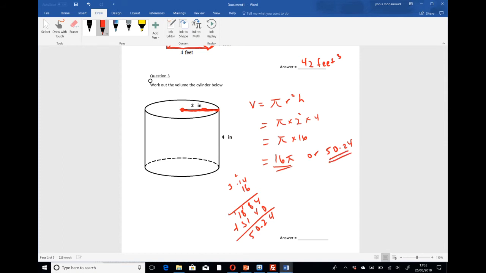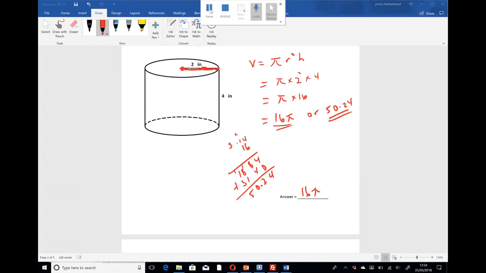So two different answers. If you were to do a non-calculator paper, it's fine just to leave your answer as 16 pi. But if you were to do a calculator paper, you would be expected to put that into your calculator and find your answer to maybe 2 or 3 decimal places. Okay, but don't forget to add in the units. So 16 pi inches cubed.